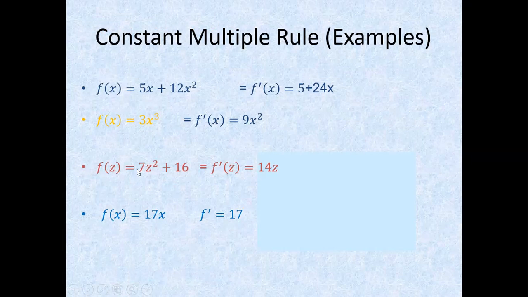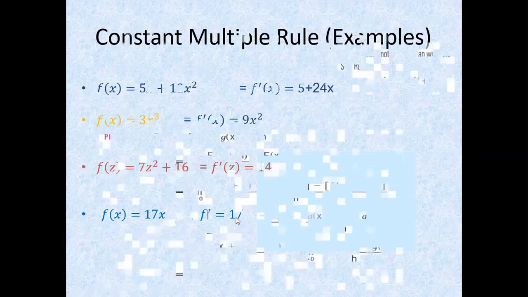Now likewise, f of z equals 7z squared plus 16, so f prime of z: because 16 is a constant, it will be 0. 7z squared will become the 2 to the front multiplied with the constant 7, 2 times 7 is 14, and 2 minus 1 is 1, so 14z here. F of x equals 17x: we will end up with 17 only.